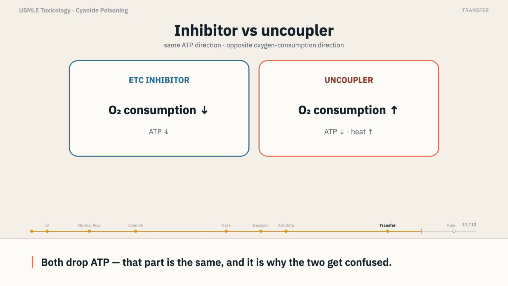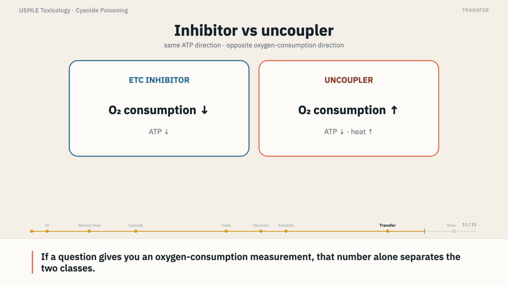Put them side by side. Both drop ATP. That part is the same, and it is why the two get confused. They differ on oxygen consumption, and they differ in opposite directions. Inhibitor, oxygen consumption down. Uncoupler, oxygen consumption up. If a question gives you an oxygen consumption measurement, that number alone separates the two classes.